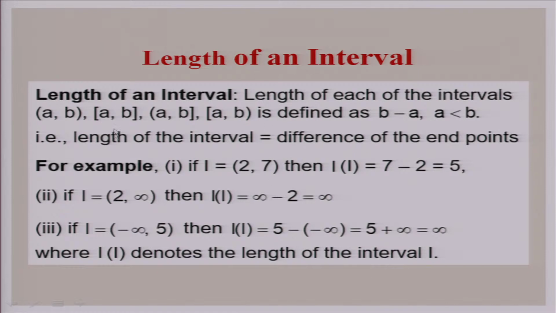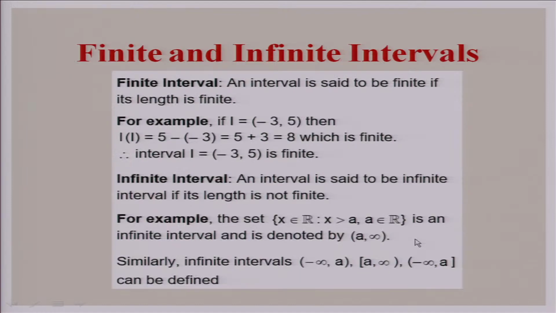Length of an interval, because the second criterion of classification of intervals is the length of the interval. Now, all these intervals, whether open, closed, left open right closed, or left closed right open, have a length defined as b minus a. For example, the length of the interval 2 to 7 is 7 minus 2, which is 5. The length of the interval 2 to infinity is infinity minus 2, which is infinity, and the length of the interval minus infinity to 5 is 5 minus minus infinity, which is 5 plus infinity, infinity. So this is the length.